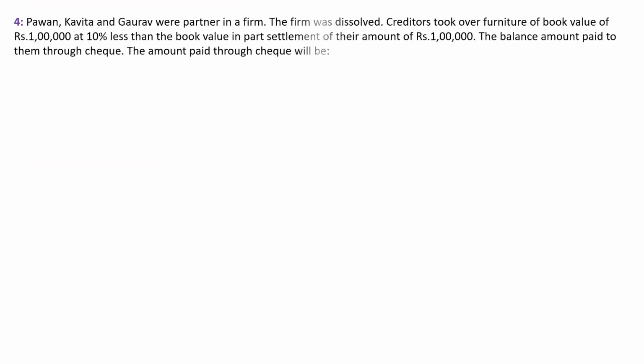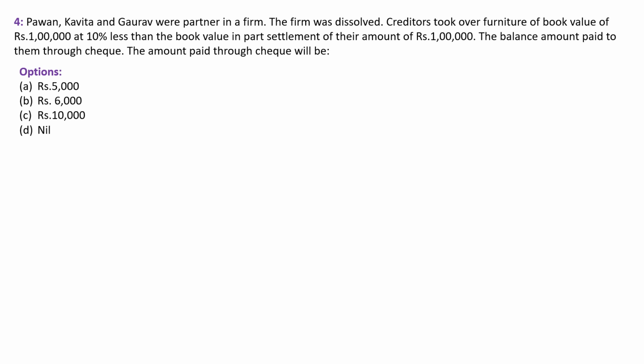Question number 4. Pawan, Kavita, Gaurav were partners in a firm. The firm was dissolved. Creditors took over furniture of book value of rupees 1 lakh at 10% less than the book value in part settlement of their amount of rupees 1 lakh. The balance amount was paid to them through cheque. The amount paid through cheque will be: there are four options here: A 5,000, B 6,000, C 10,000 and D nil. So what's happening here?